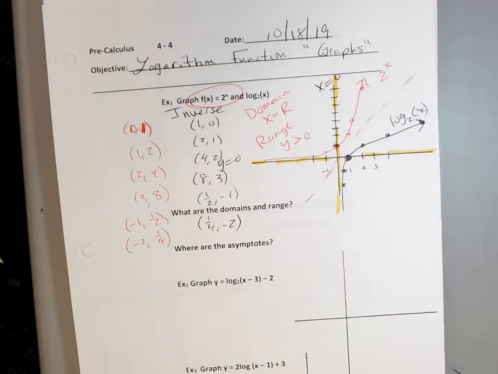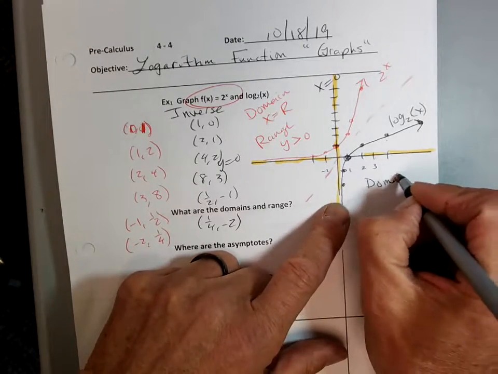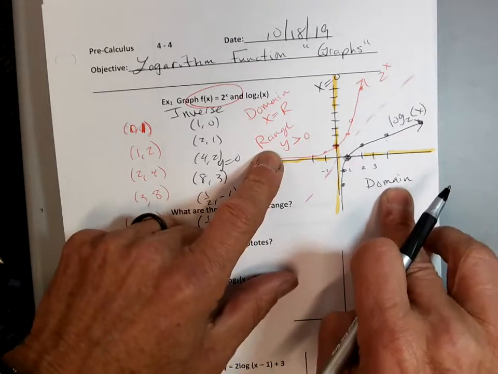Not equal to, never equals 0, but greater than 0, okay? Now, the logarithm would be just the opposite, because when you do the inverse, x's become y's and y's become x's, right? So the domain of my logarithm is going to be the range of my exponential. Of course, you can see it.